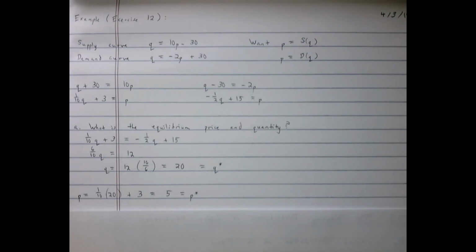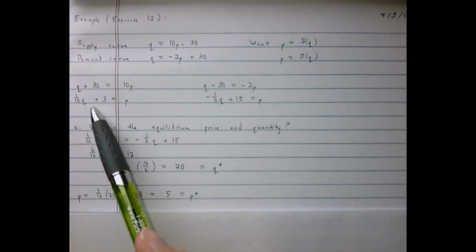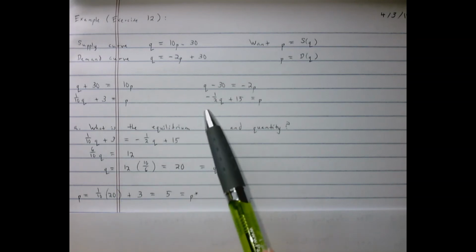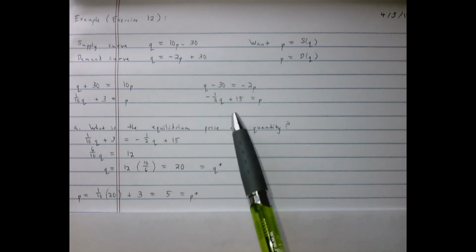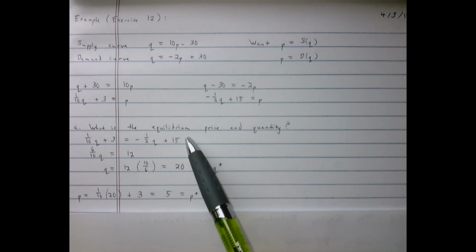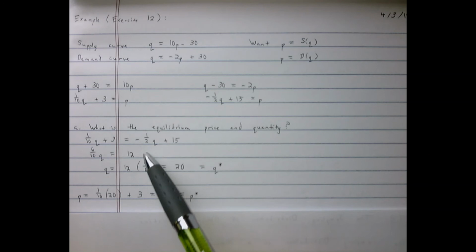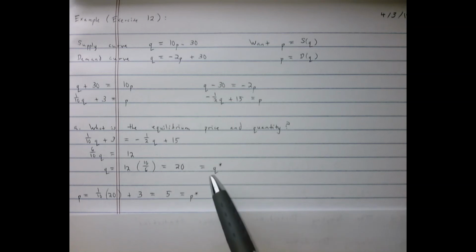Let's start by finding the equilibrium price and quantity. The way we do this is we set the two expressions for P equal to each other. So we'll set 1/10 Q plus 3 equal to negative 1/2 Q plus 15. And that's what you see here. Then I'll do some algebra to get Q by itself. We end up with Q equals 20. This is the equilibrium quantity, so I'll label it Q star.